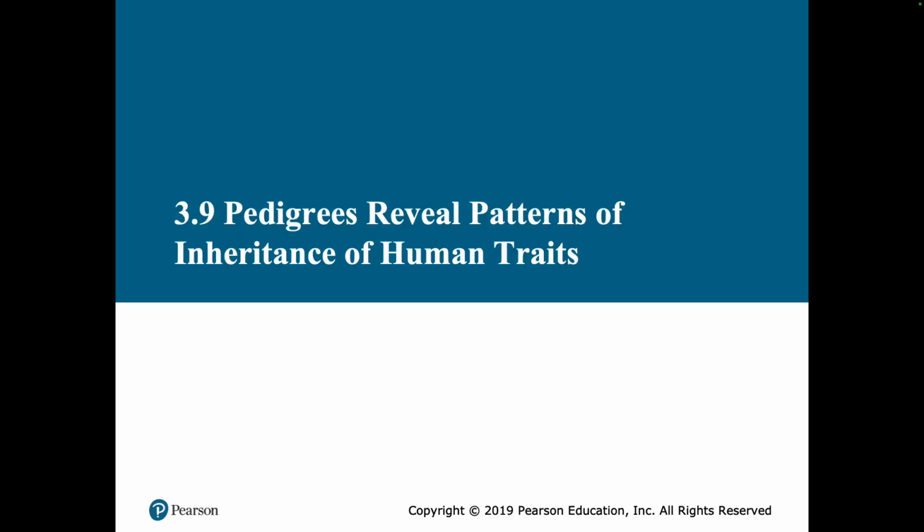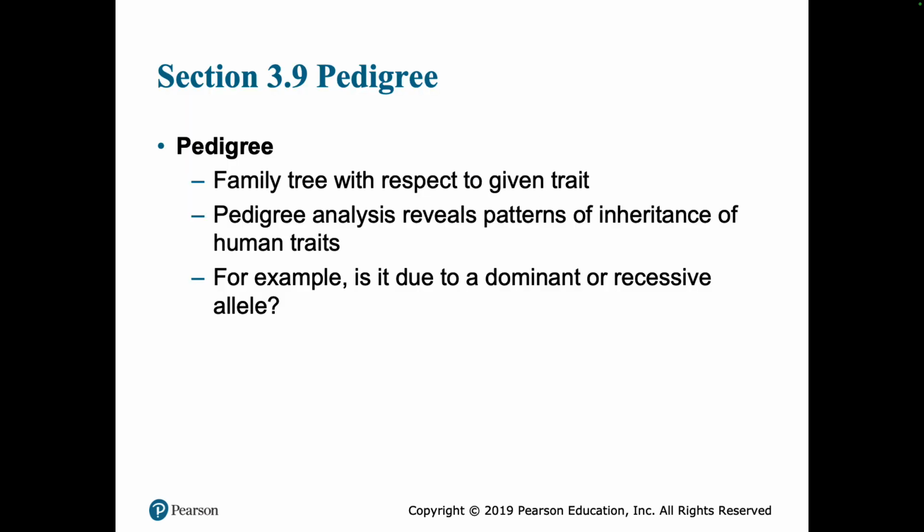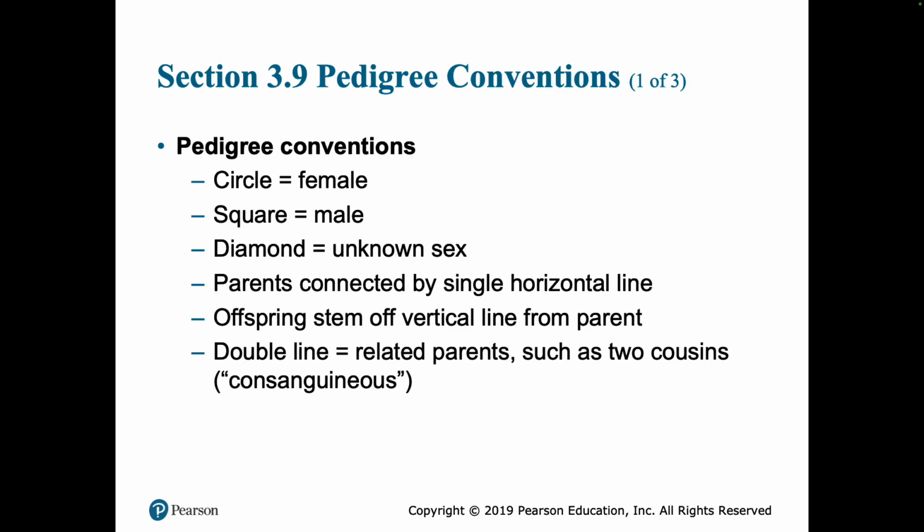The last section of this chapter is actually one that I think is really fun. This one is on pedigrees. A pedigree is a way that scientists or geneticists track specifically human families to look at patterns of inheritance and to figure out whether alleles are dominant or recessive, or whether they are sex linked. So they're really, really fun.